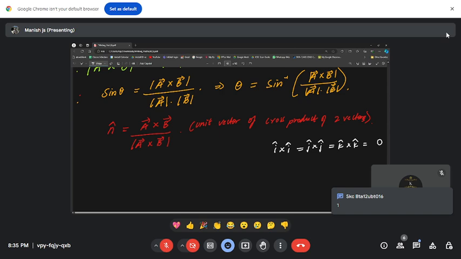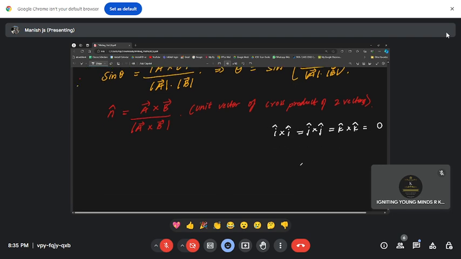Unlike there, it gave you 1. Here it will give you 0. Because when you find out the sine of the angle between them, it's going to be 0. Because both of them are coinciding, the angle is 0. So sine 0 is 0, but cos 0 was 1. And that is the reason you got 1 there.